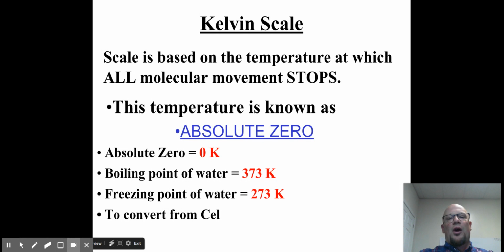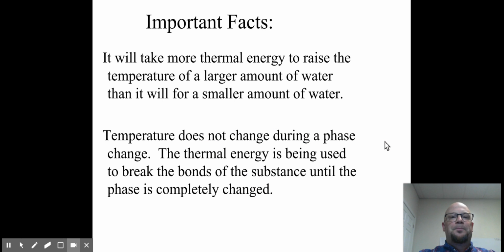If you're going from Celsius to Kelvin, you're going to add 273. If you're going from Kelvin to Celsius, you're going to subtract 273. And so that's all you have to do to go back and forth. You will need to be able to make those calculations, but it's just a matter of adding or subtracting 273.